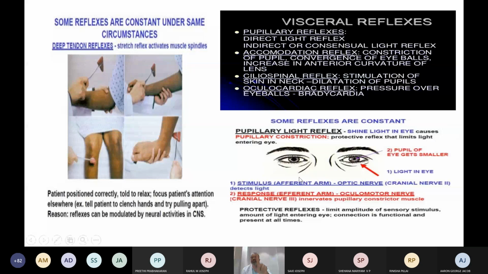So number one, you are going to have the pupillary light reflex. Shine the light in the eye, and you are going to have pupillary constriction. These are all protective reflexes.